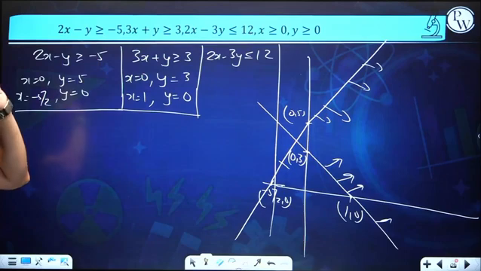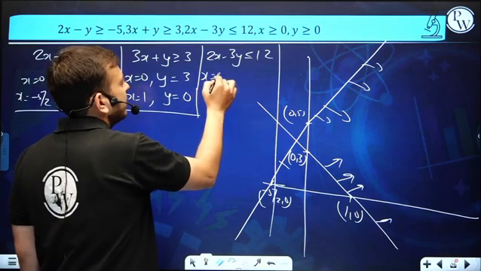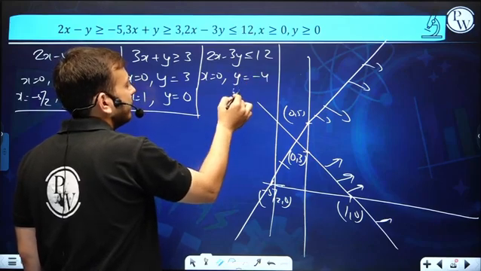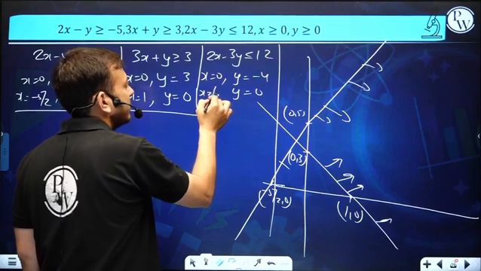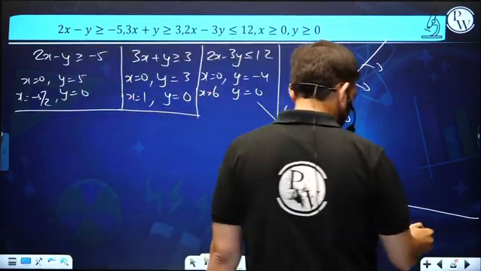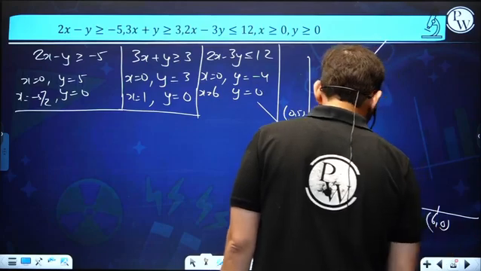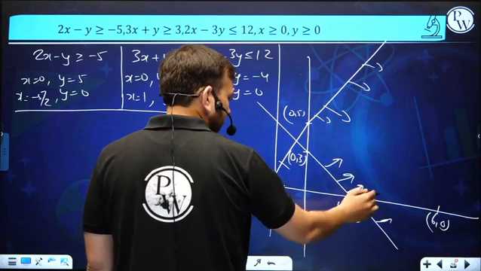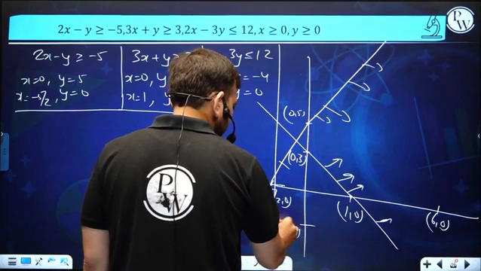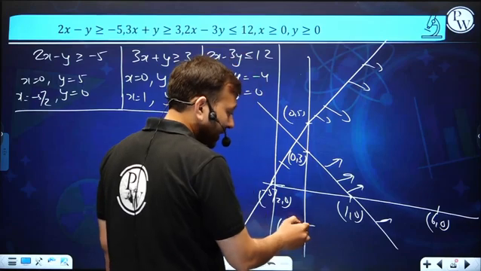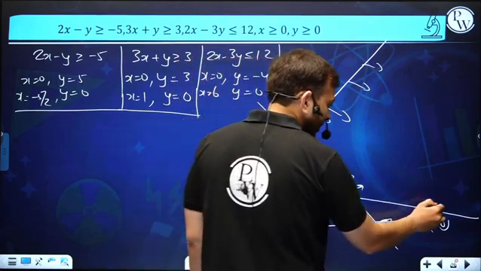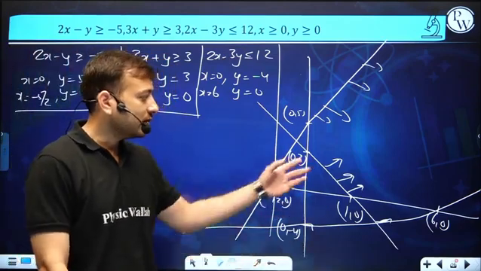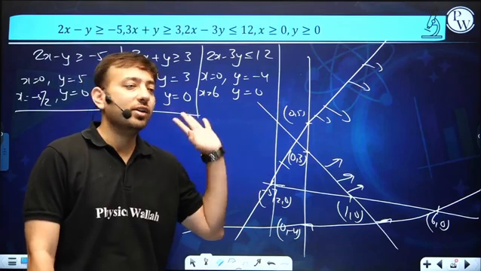Now, the third line. If I put x equals to 0, y will be 12 by minus 3, which is minus 4. If I put y equals to 0, x will be 6. So, 6 comma 0 and 0 comma minus 4 somewhere here. Clearly we can see that they will intersect at other places, either in the fourth quadrant or the first, which means they are not intersecting in the first quadrant at all.